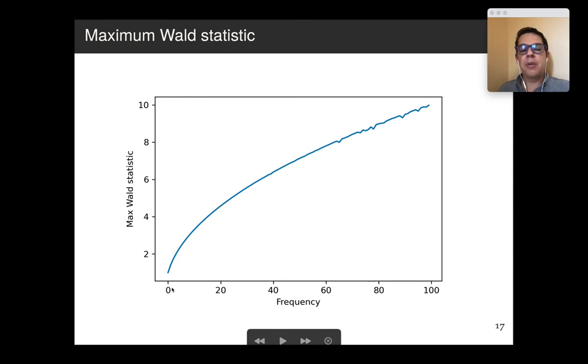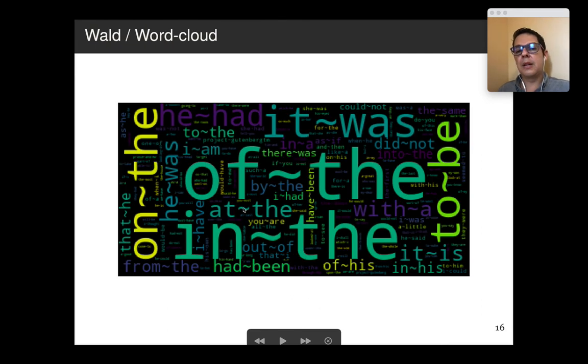So what this plot is, and what this word cloud is plotting, is using the Wald statistic to tell us which of the words, which of the bigrams, are more important. The Wald statistic is telling us that of the bigrams, "of the" is the most important one.